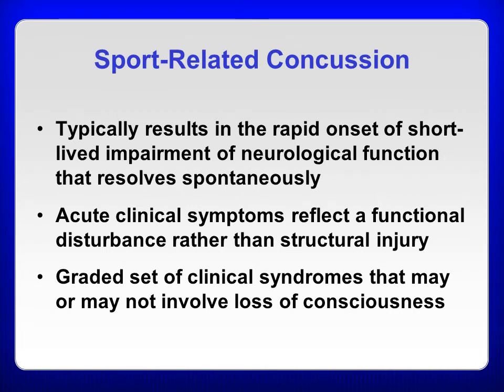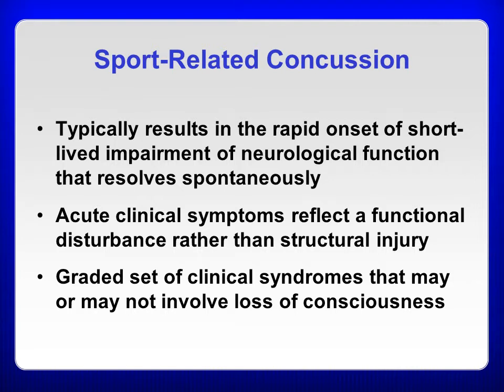So typically concussions result in a rapid onset of short-term impairments of neurological function. An important thing to note, this is a functional disturbance. So structurally, when someone has a concussion, there's nothing actually structurally wrong with the brain. In other words, if someone only has a concussion and they get a CT scan done, you're not going to see anything on the CT scan. It's going to be negative.